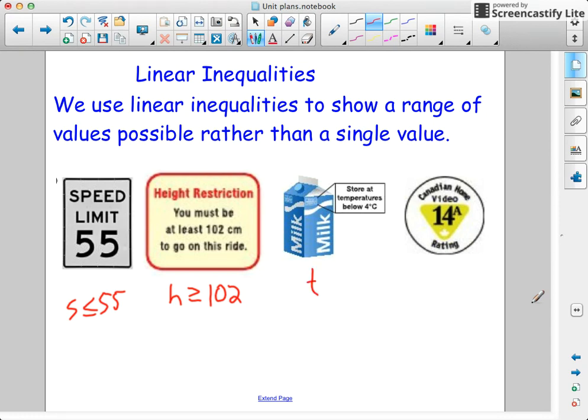This milk should be stored at temperatures below 4 degrees. So your temperature for this milk should be below or less than 4, not equal to, less than 4. And finally, to watch this movie, your age should be over or equal to 14. So that's how we kind of write a linear inequality to show a range of values.